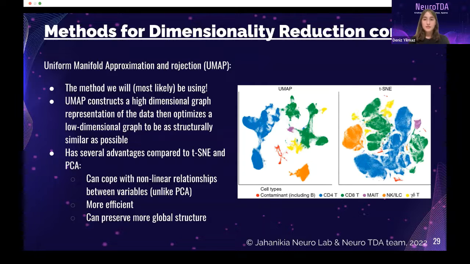It has several advantages compared to TSNE and PCA. For example, it can cope with nonlinear scaling between variables unlike PCA, and it is also more efficient and can preserve more global structure. If you look at the graph to the right, you can evaluate the efficacy of UMAP compared to TSNE, and you should be able to tell how UMAP does a better job of clustering different groups together. And also, the fact that we can even evaluate how well the algorithm is working just through our vision goes to show how visual representations of data can be really helpful because of how easy it is to identify patterns visually.